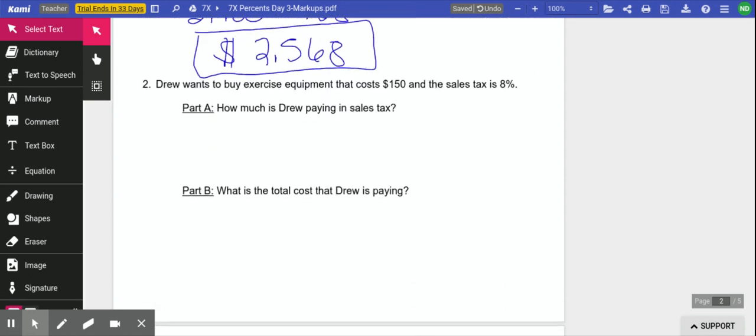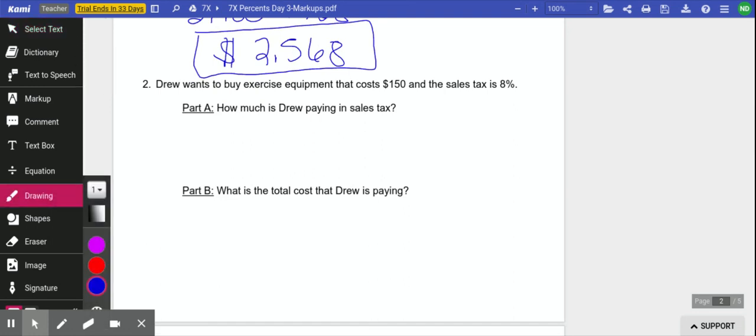Okay, number 2 says Drew wants to buy exercise equipment that costs $150 and the sales tax is 8%. Part A, how much is Drew paying in sales tax? Okay, guys, again, I just want to know how much money the sales tax is going to be on this item. So I have to determine what is 8% of 150.